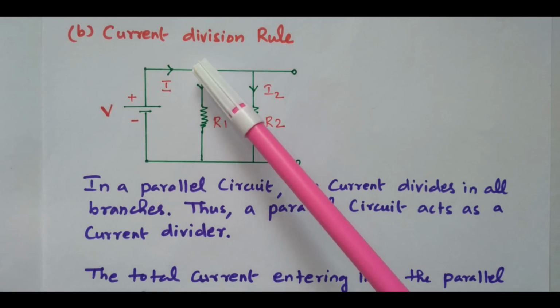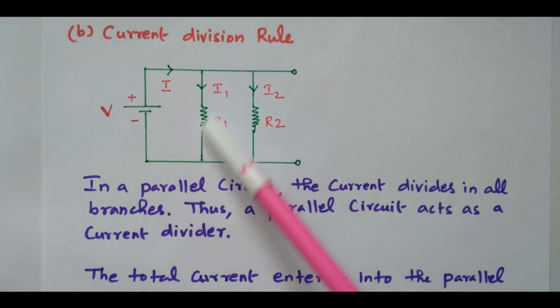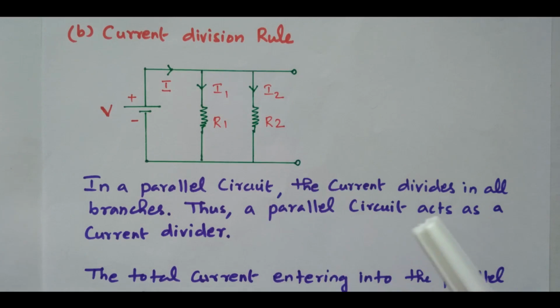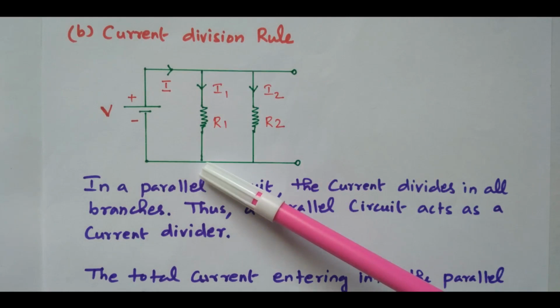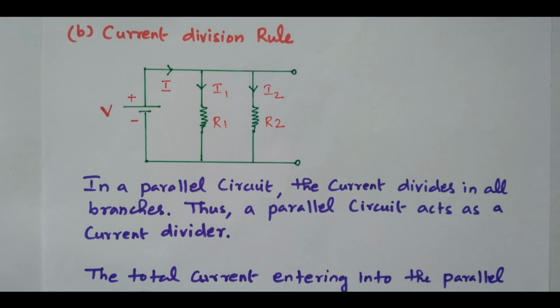So what will happen? The current will be diverted through R1 and R2. We'll take this as I1 and this as I2. So the total current I equals I1 plus I2, depending upon the resistor value. Some of the current will be diverted through R1, and the remaining current diverted to R2. So in a parallel circuit, the current divides among all the branches. The parallel circuit acts as a current divider. Previously the series circuit acted as a voltage divider. Here the parallel circuit acts as a current divider.